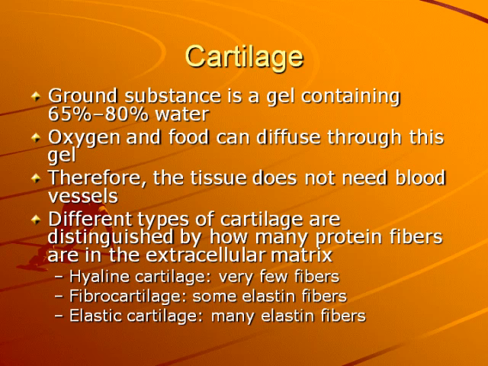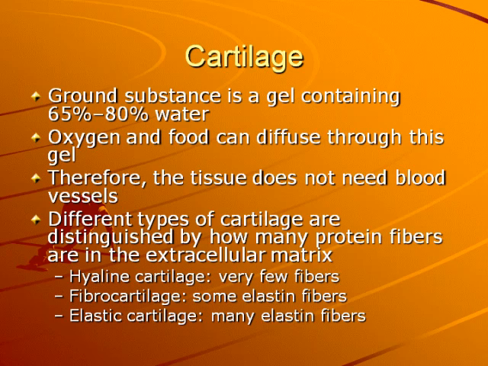Different types of cartilage are distinguished by how many protein fibers are in the extracellular matrix or how much elastin is found in the matrix. You have hyaline, fibrocartilage, and elastic cartilage. Hyaline cartilage is known as pure cartilage. It's the most abundant type that you have in the body. This would be the cartilage that joins the ribs to the sternum, and then what you have in the vertebrae.